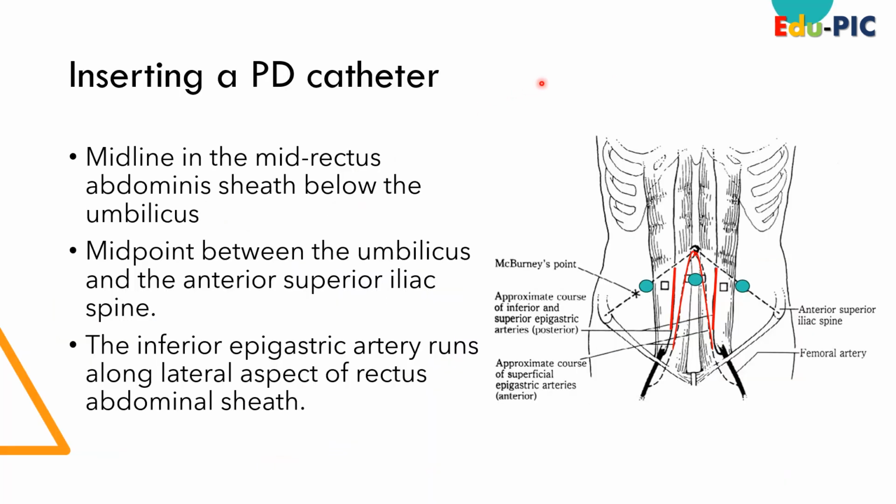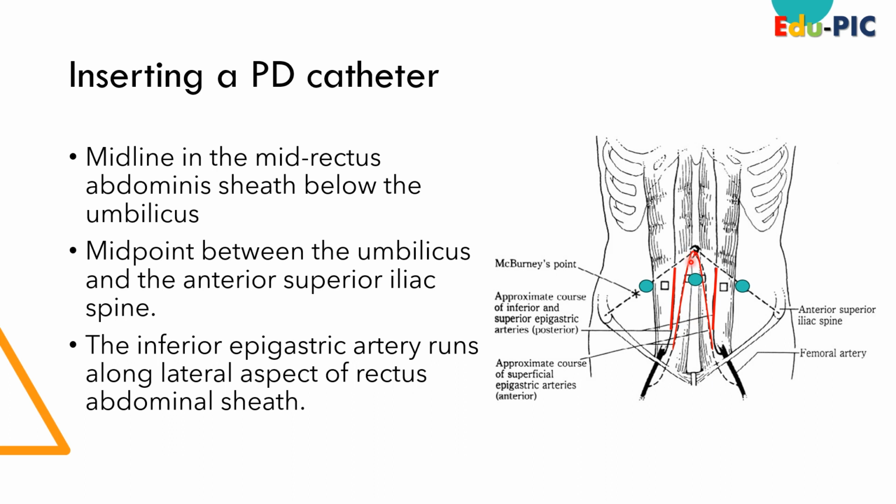Then to insert a PD catheter, we need to get to know some of our surface anatomy, like where we are going to put that catheter in an acute setting. Obviously, if you look into textbooks or guidelines, the guidelines for putting a PD catheter in a renal ward are a bit different from what we're doing in acute settings. What you need to know in acute settings, to be pragmatic, is that you've got mainly 3 entry points. Either you go midline in the mid rectus abdominis, where there's no muscle, just a sheath.